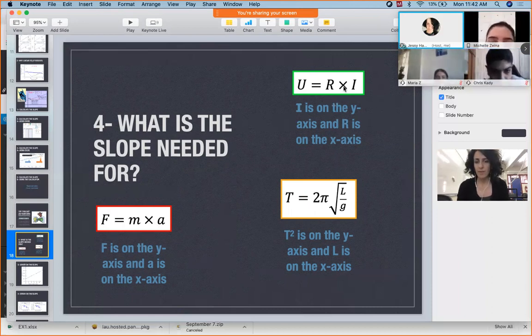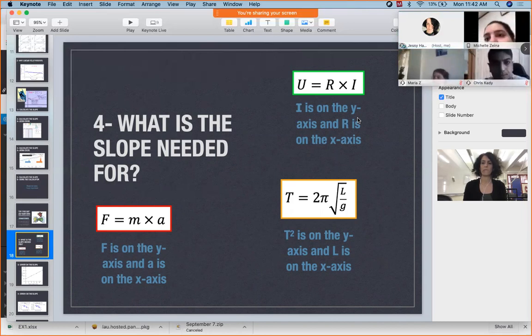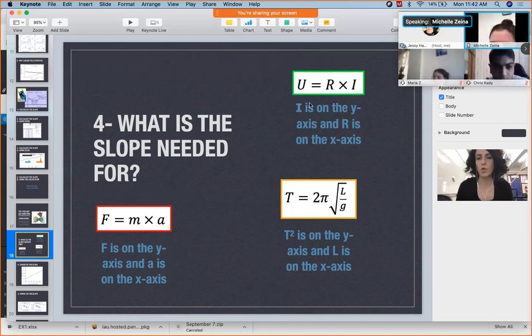In this example, if I take I to be my y-axis and R to be my x-axis, I'm varying the resistance, measuring the I, and U is constant. What do you think my slope will be? Take your time to answer. Yes, I need to know what the slope is. Come on, you guys should know.